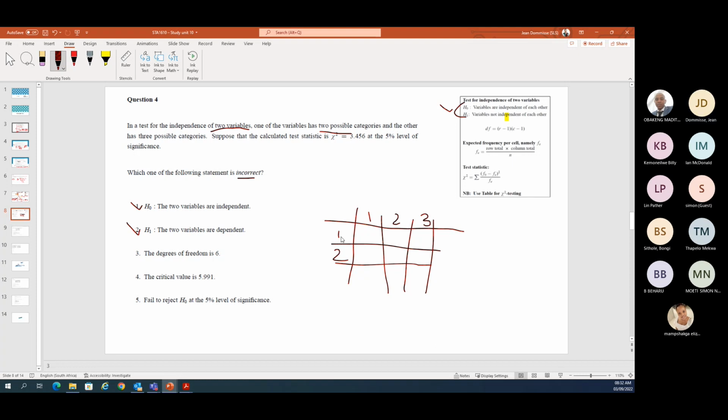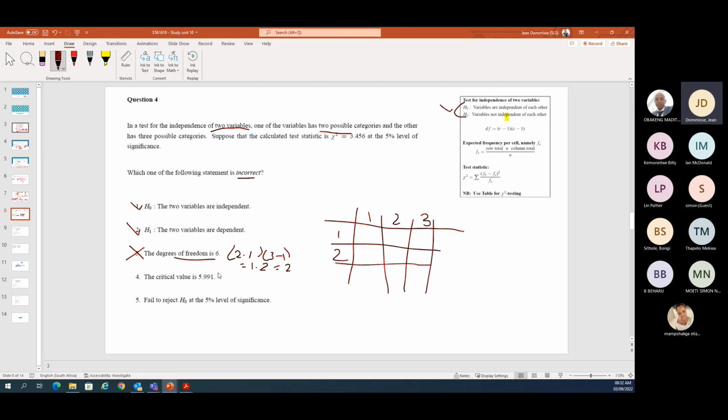So let's say 2 minus 1, 3 minus 1. So 2 minus 1 is 1, 3 minus 1 is 2. So your answer is 2. So your degrees of freedom of 1 is the incorrect one.